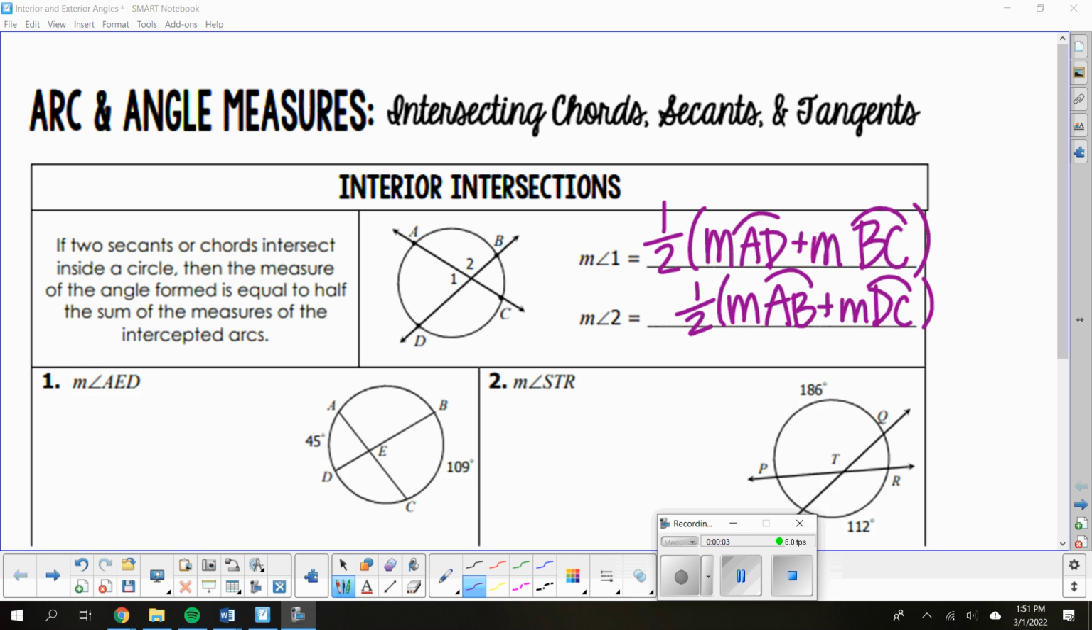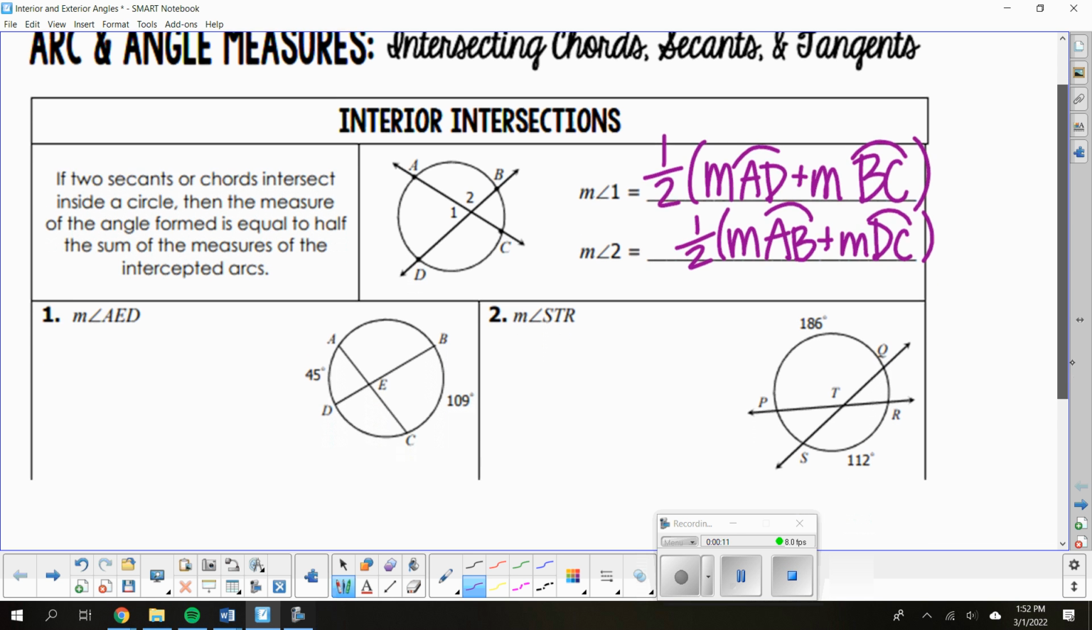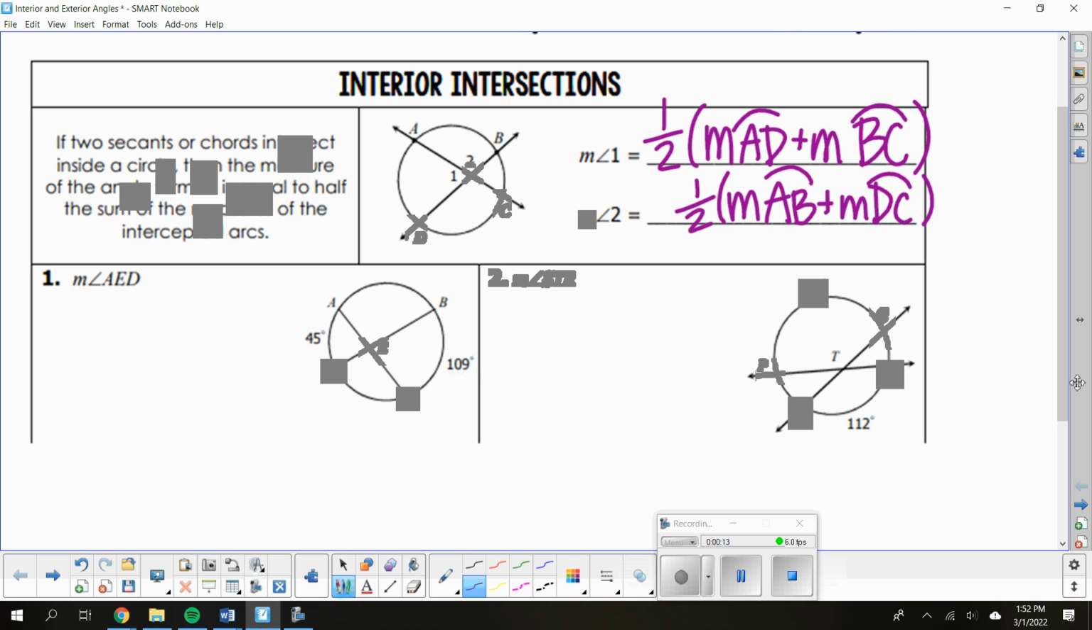Today's lesson is going to cover interior and exterior intersections. So our vertex is moving locations again. First we're looking at interior. Basically, we're going to have our vertex inside of the circle, where our angles are intersecting inside, but it's not specifically at the center. And we have some angles being formed.